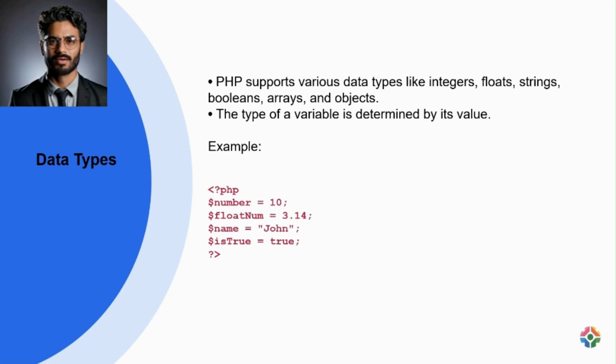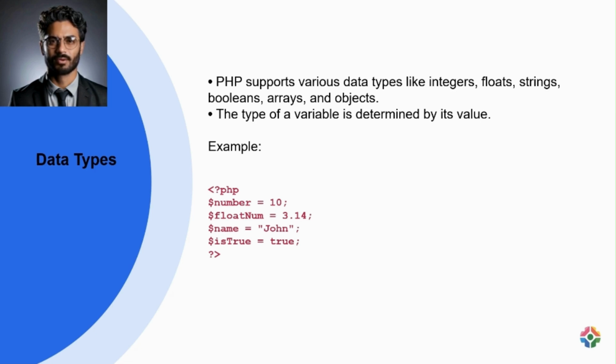For instance, assigning a whole number like 10 to a variable makes it an integer, while assigning a decimal number like 3.14 makes it a float. Similarly, assigning a sequence of characters like John creates a string, and assigning true or false generates a Boolean variable.